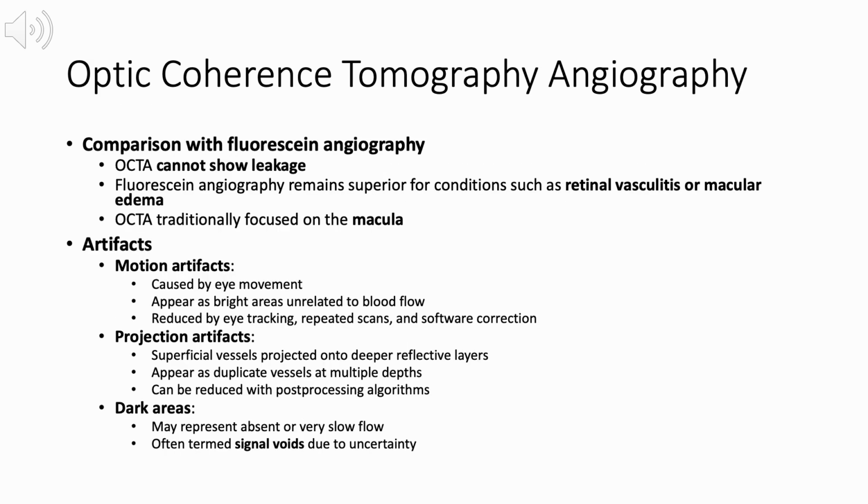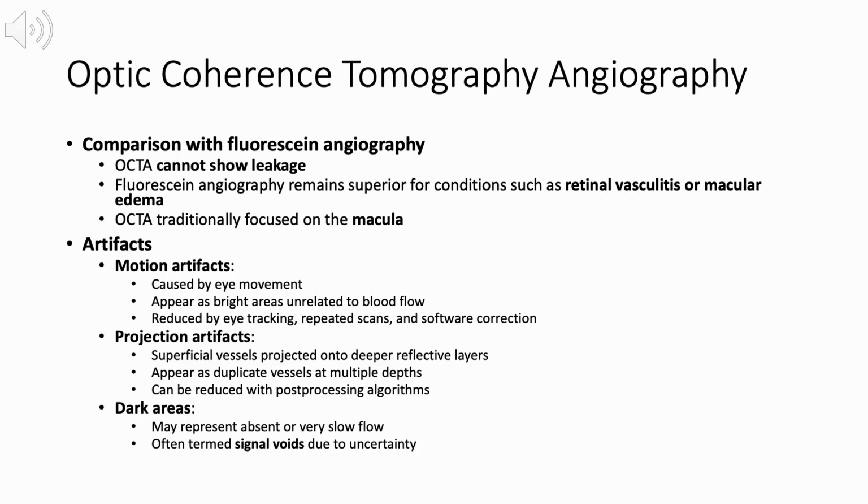Although OCT angiography provides high-resolution, depth-resolved vascular imaging, it is important to understand how it compares with fluorescein angiography. OCTA cannot demonstrate vascular leakage, which limits its utility in conditions where leakage is a defining feature. As a result, fluorescein angiography remains superior for evaluating diseases such as retinal vasculitis and macular edema. In addition, OCTA has traditionally been focused on imaging the macula, although its field of view continues to expand with newer technologies. Interpretation of OCTA images also requires familiarity with common artifacts.